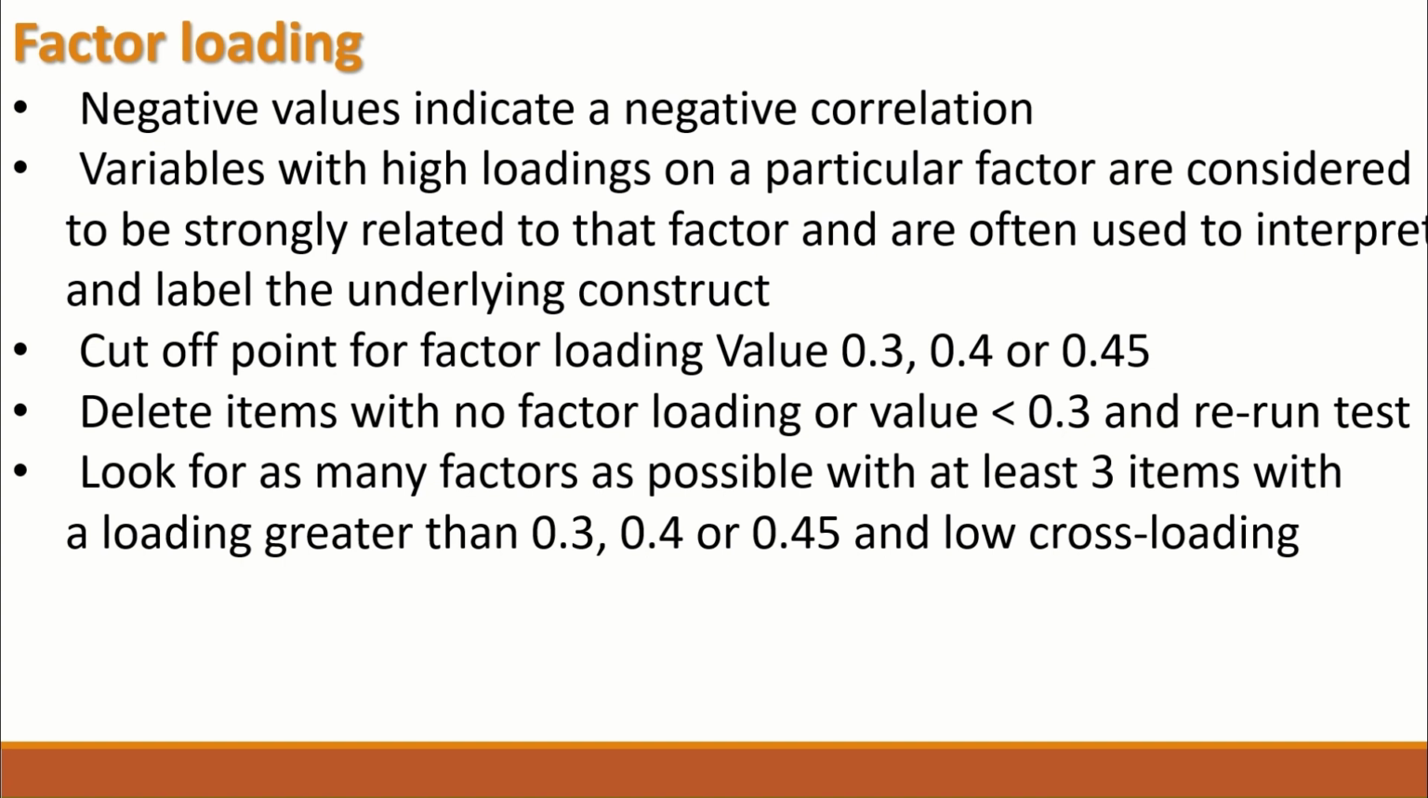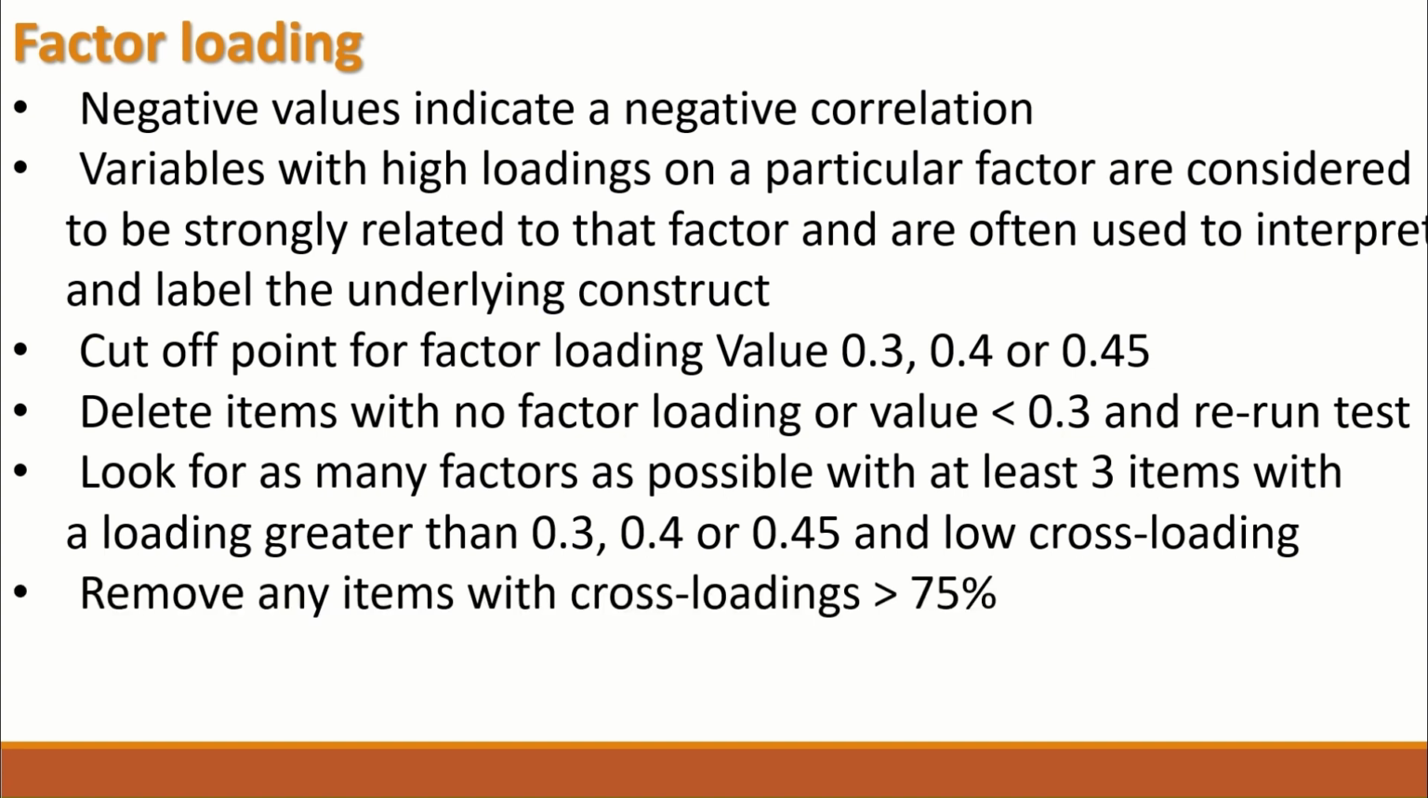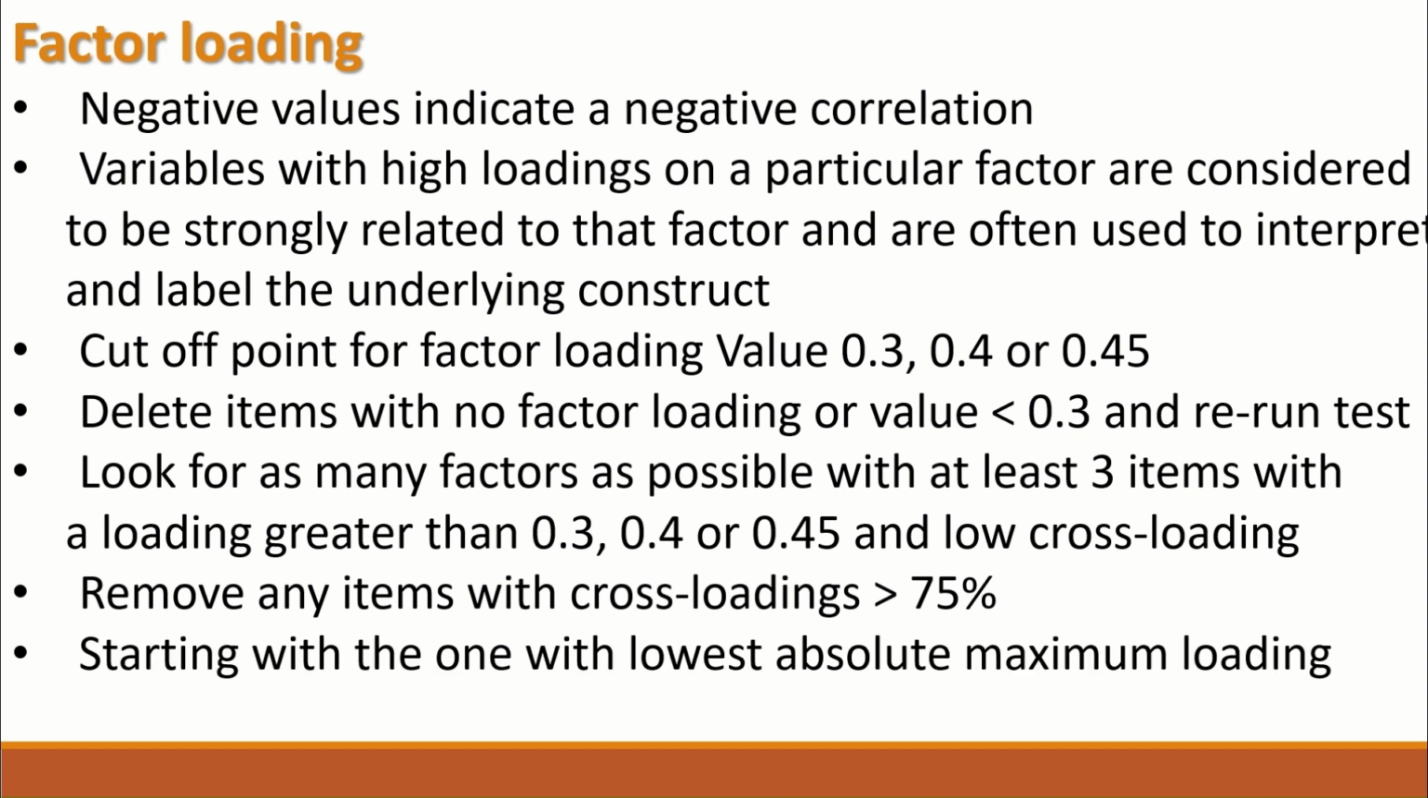So the cutoff point for the factor loading can be determined, whether it's 0.3. Some researchers prefer 0.3, some researchers make it more stringent and use 0.4, and others even more stringent by using the cutoff of 0.45. Remove any items with cross loading of greater than 75%. Start with the one with the lowest absolute maximum loading. So remove the items that have the lowest absolute maximum loading.